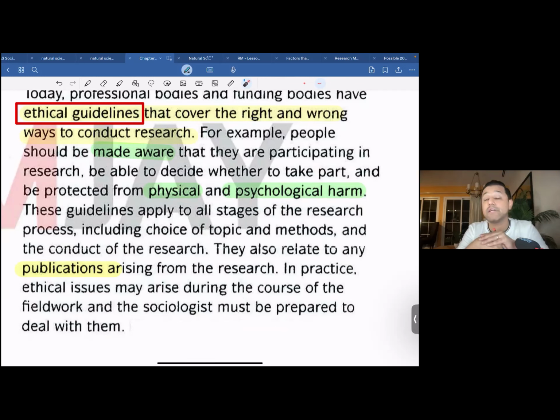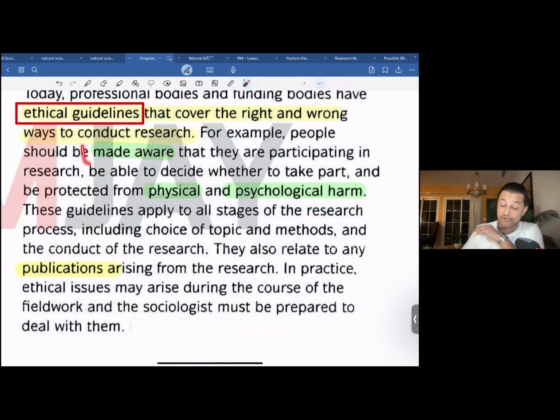Now, what is the Hawthorne effect? To put it in a simplistic manner, it is when participants end up changing their behavior, changing the way they naturally are, just because they know that they're being studied. Knowing that you're a part of a research might end up in you altering your behavior, you're not being natural. So yeah, in practice, ethical issues may arise.